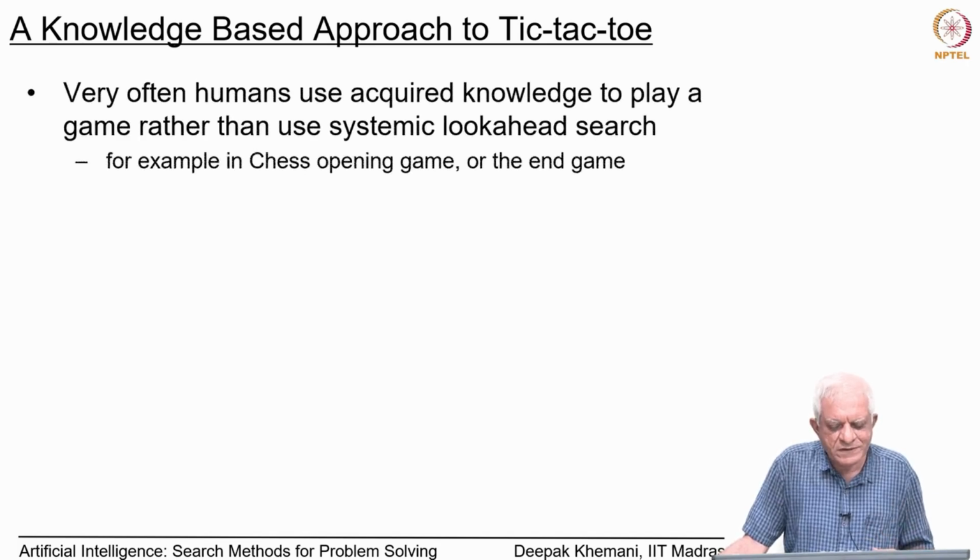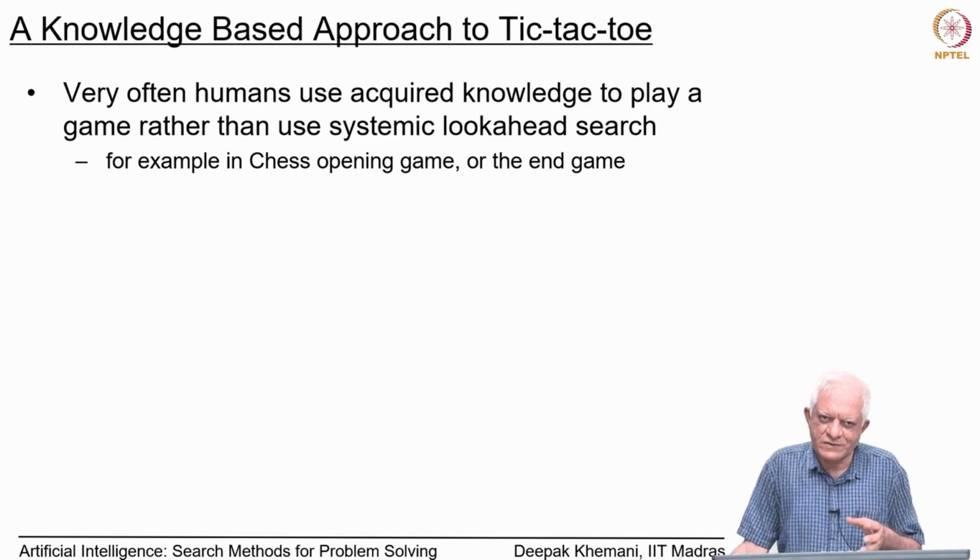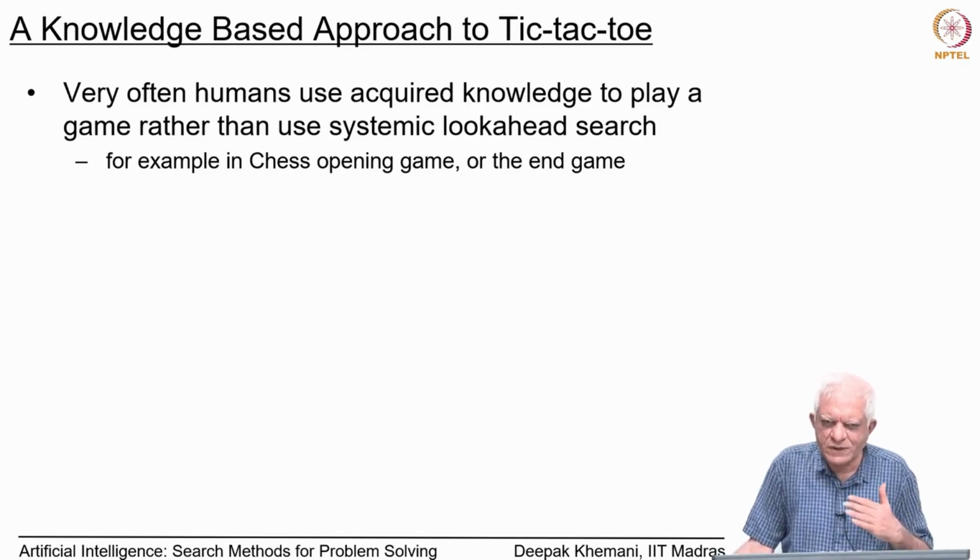So, we often use acquired knowledge to play the game rather than use a look-ahead based search. For example, if you are playing chess, you might study a book like Modern Chess Openings, which tells you how the different openings are typically played: Ruy Lopez, King's Gambit, Queen's Gambit, or whatever the case may be, or the endgame. Children learn that if you have two rooks and the opponent has a lone king, you can checkmate the opponent. You do not need to do search. Once you have acquired that kind of knowledge, you can just use it, and that is the whole trade-off between knowledge and search.